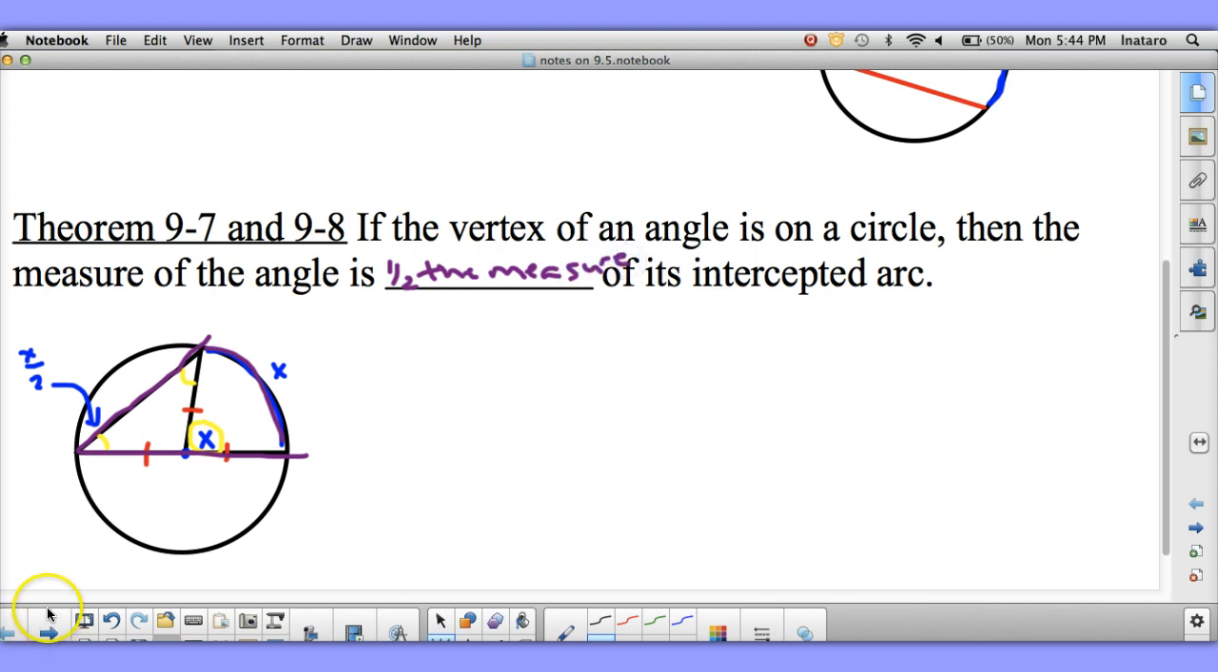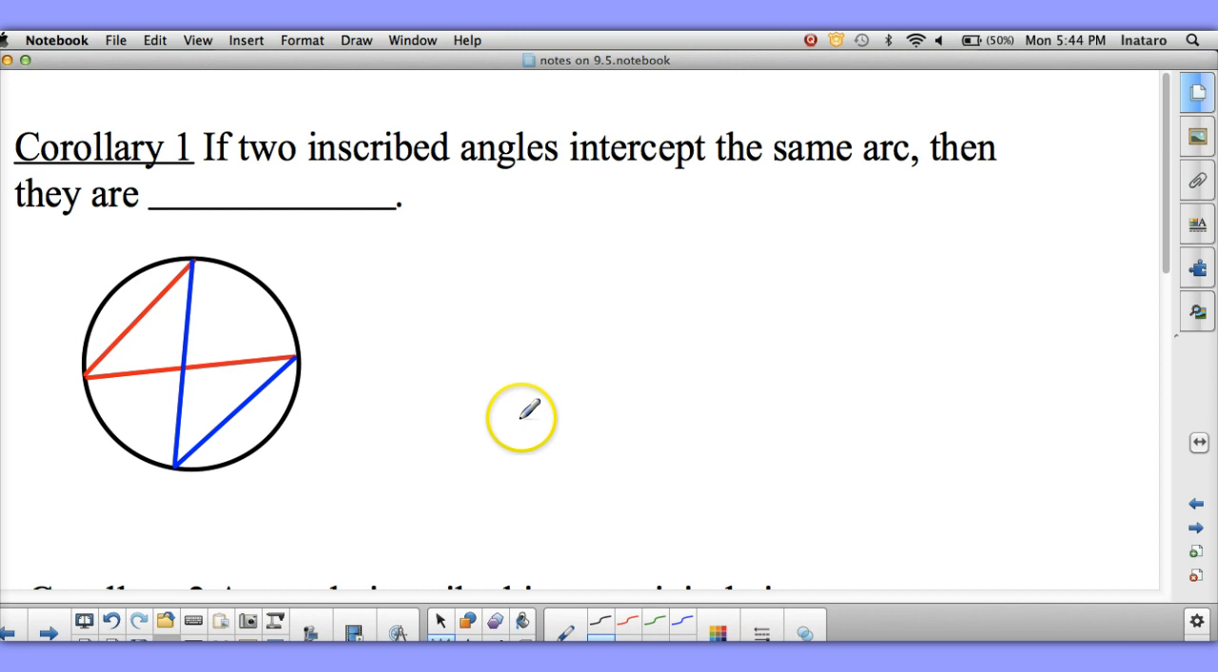Let's take a look at some corollaries that follow from this. Corollary 1: if two inscribed angles intercept the same arc, so this inscribed angle, let's say this is maybe 20 degrees, that would mean that this arc would have to be 40. But then this blue angle is also intercepting that same purple arc, so that means that this angle would also have to be 20. So if two inscribed angles intercept the same arc, then those two angles are congruent.